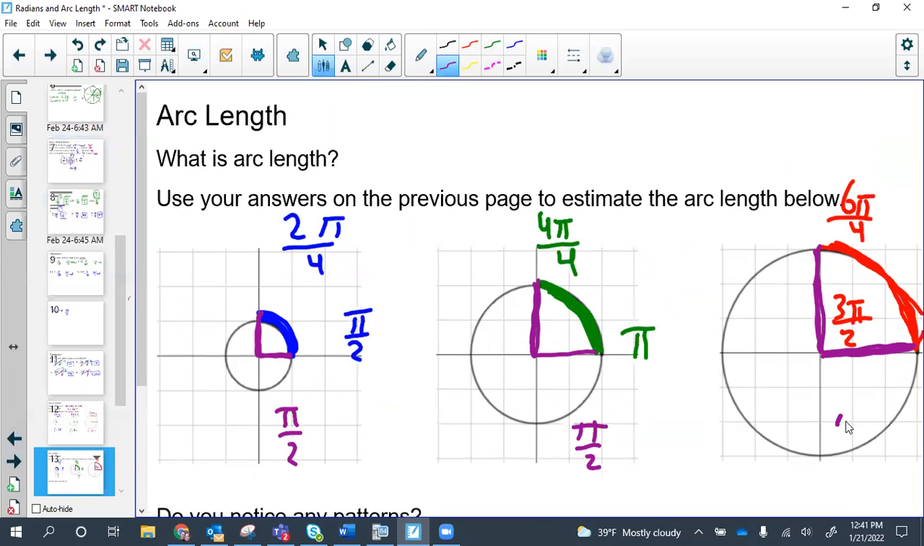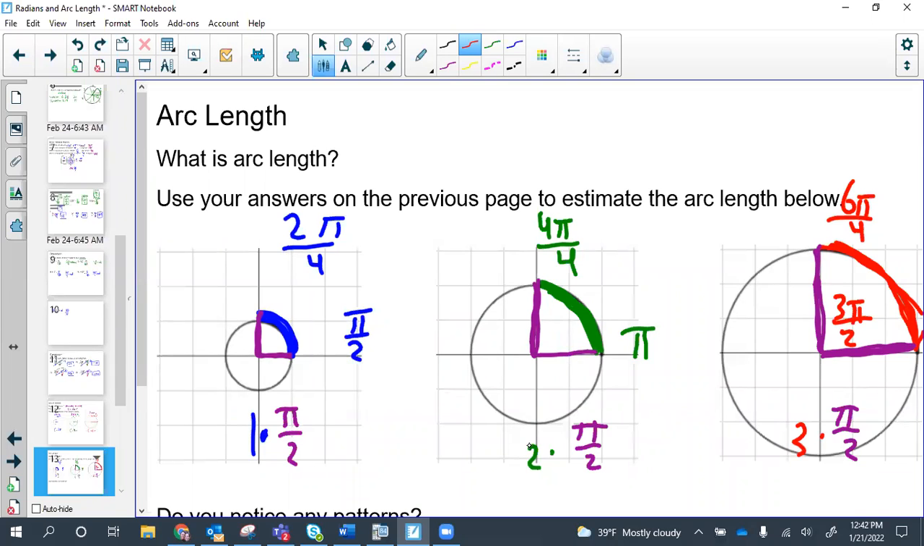The only difference was our radius. In the first example, our radius was 1. In our second example, the radius was 2. And in the third example, the radius was 3. And notice, to get this length here, we call it arc length, that piece of the circle, all we did was take our radius times our angle in radians. 1 times pi halves is pi halves.